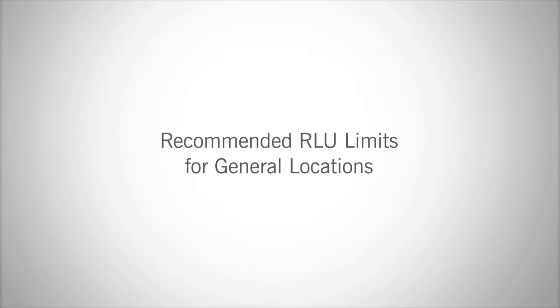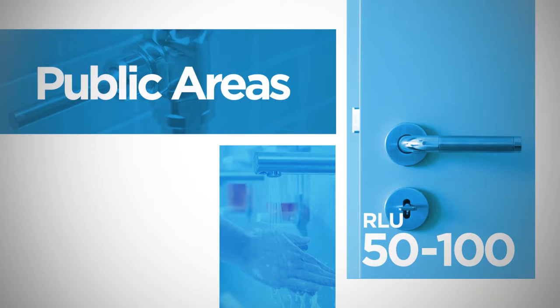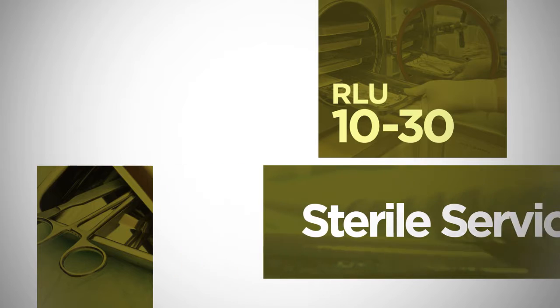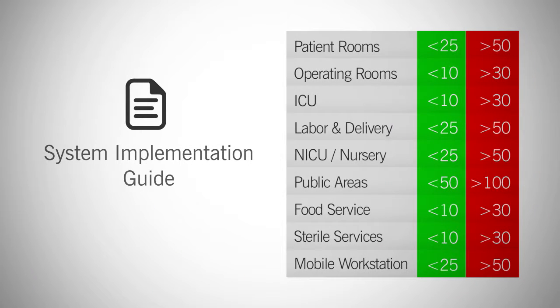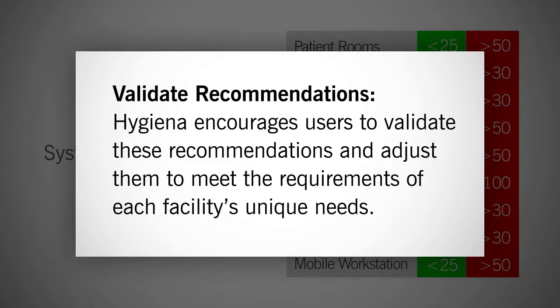The next section is recommended limits for general locations. Based on clinical experience and current literature, Hygiena recommends general limits for areas such as patient rooms, public areas, sterile services, and more. Reference the System Implementation Guide for more details on general limits, as well as the sources from which our limits are based on. Hygiena encourages users to validate these recommendations and adjust them to meet the requirements of each facility's unique needs.